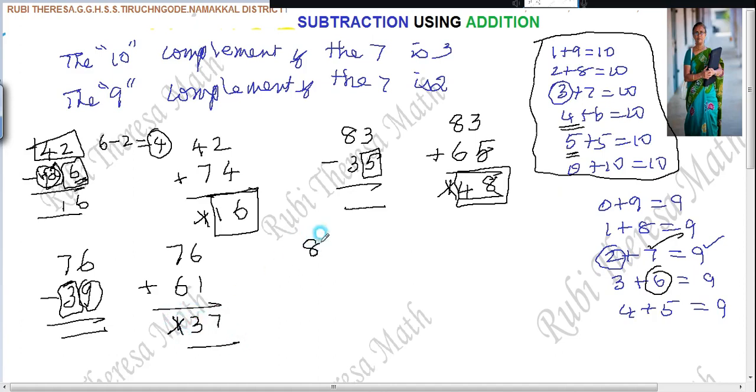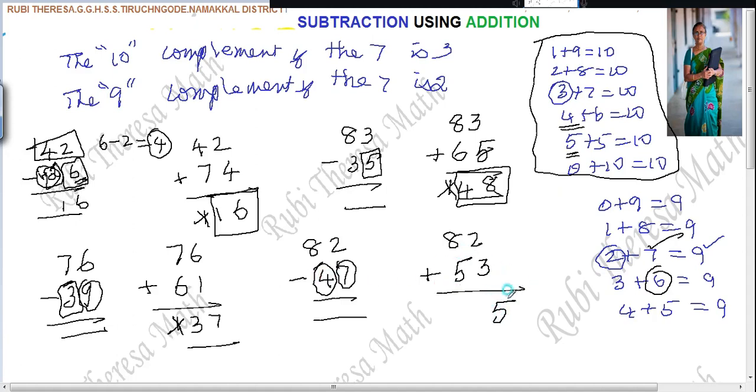Next one. 82 minus 47. Using addition, isn't it? So here, the complement of 7 to make it 10 is 3. The complement of 4 to make it 9 is 5. So add it. 5. Here, 8 plus 2, 10. 10 plus 3, 13. You strike out this 1, and the answer is 35. Do you follow?